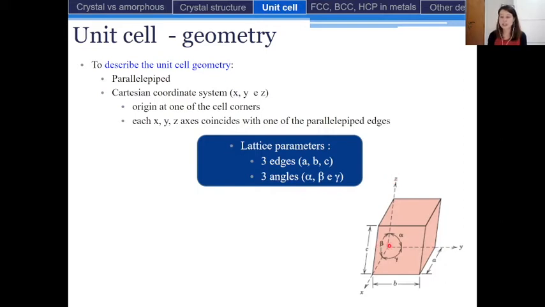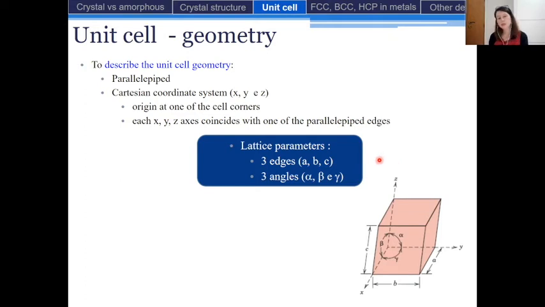And the origin coincides with one of the parallelepiped edges. So on that way, we have this dimension of this parallelepiped: one edge that coincides with the X axis, the Y axis that coincides with this edge of the parallelepiped, and this other edge that coincides with the Z axis.